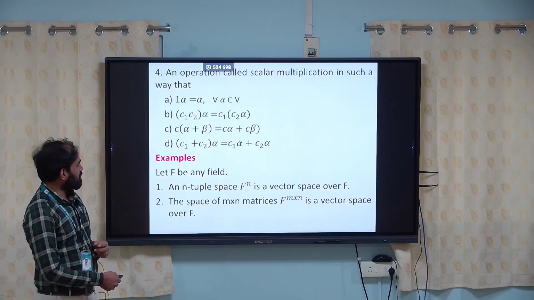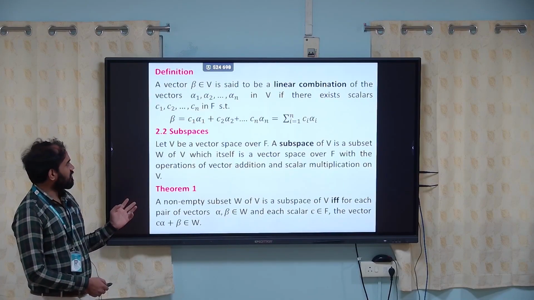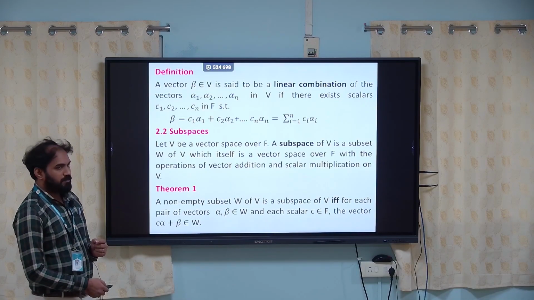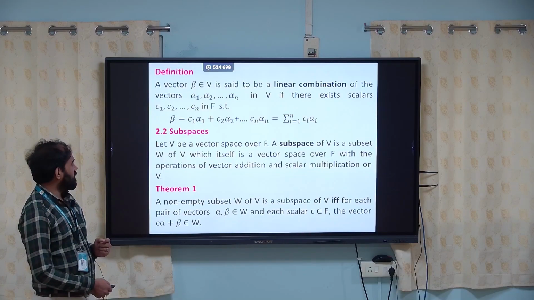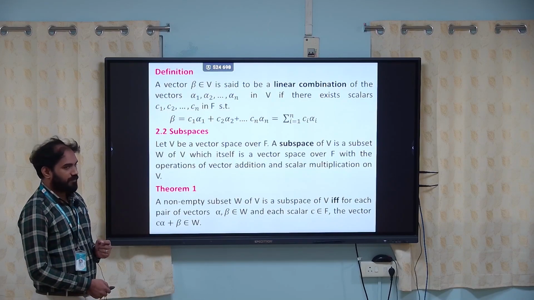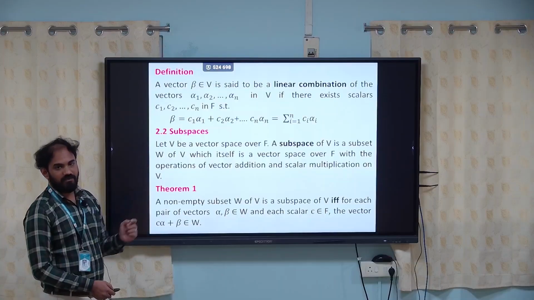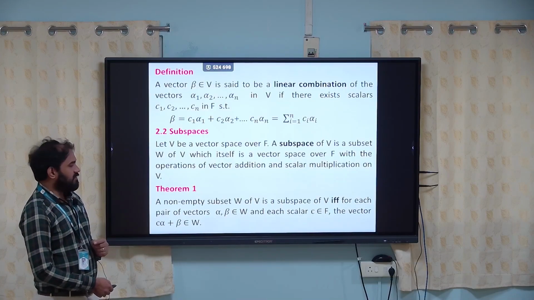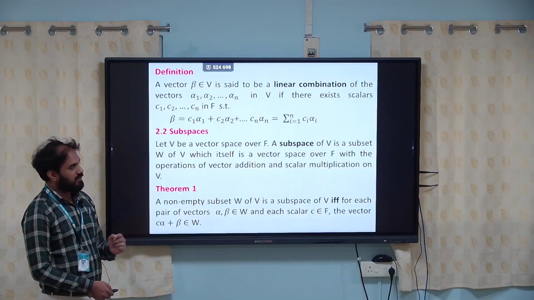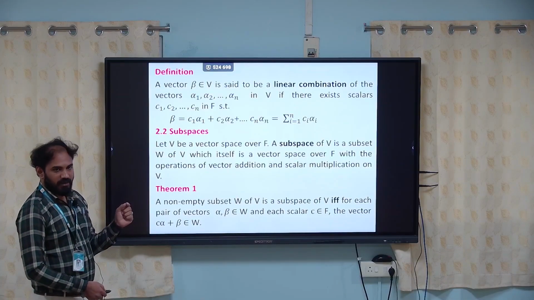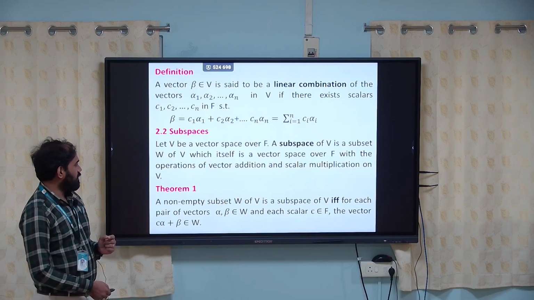The next definition. A vector beta belonging to V is said to be a linear combination of the vectors alpha 1, alpha 2, up to alpha n, where each alpha is a vector in V, if there exist scalars c1, c2, up to cn from the field such that beta can be written as c1 alpha 1.